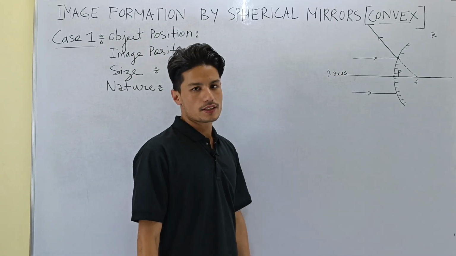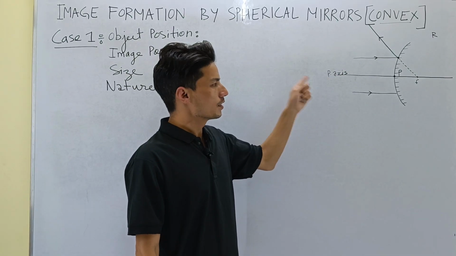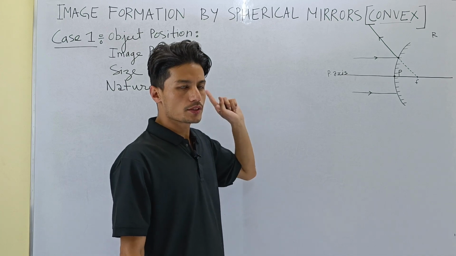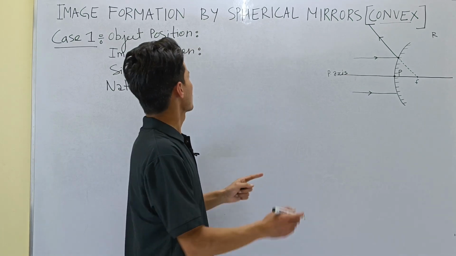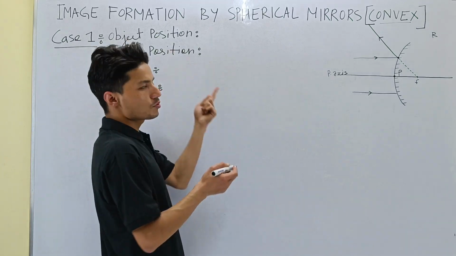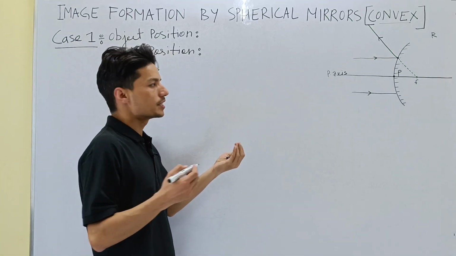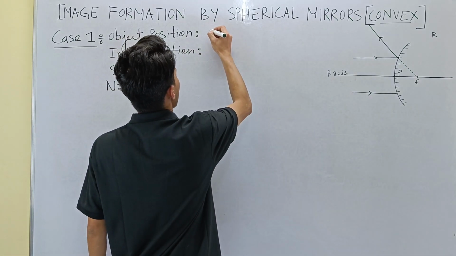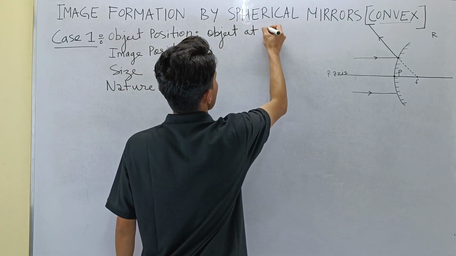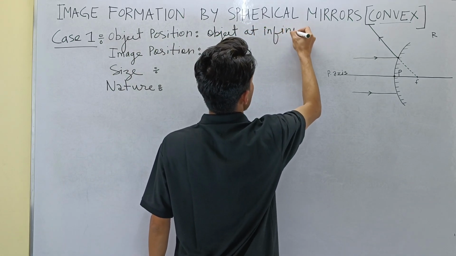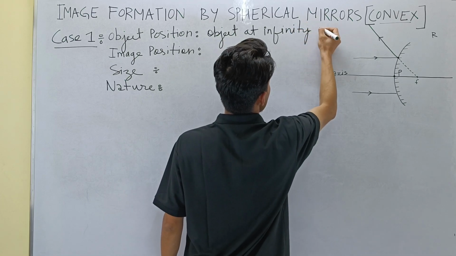Where is the object in case 1? In case 1, in terms of concave mirror, where was the object? The object was kept at, yes, infinity. So here also same thing. In case 1, the object is always kept at infinity. So object position, object at infinity.